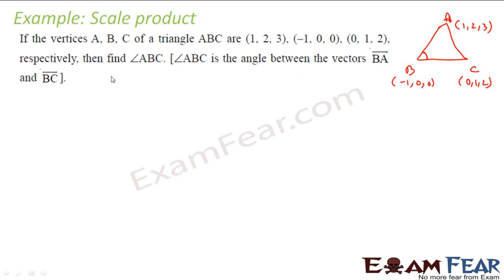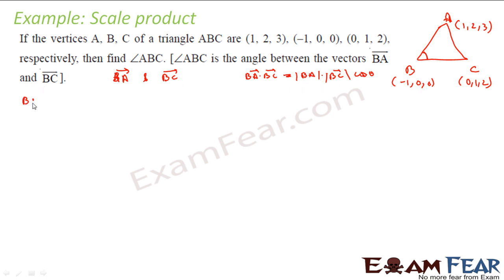That means I have to find the angle between vector BA, or AB you can say, and BC. So to find the angle between BA and BC, what I know is that BA dot BC is equal to mod of BA into mod of BC vector into cos theta. If I know the BA vector and the BC vector, I can find these two very easily, and thus I can find cos theta also.